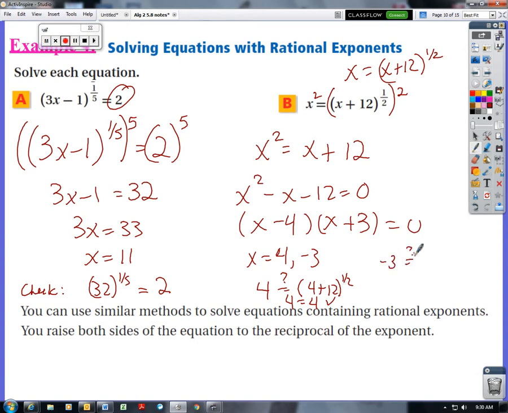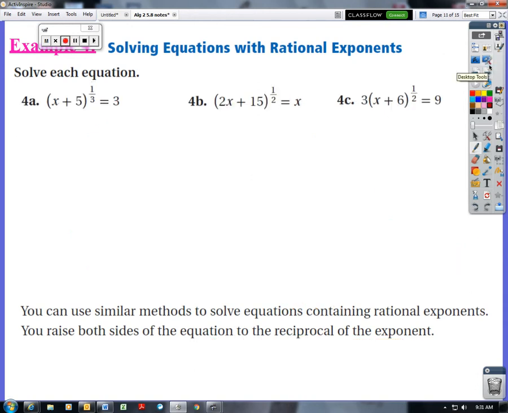-3, does that equal -3 plus 12 to the 1/2? So bring down the -3. This is 9. 9 to the 1/2 is the square root of 9, which is 3. Oh, we have a problem here. That is not true. So that means this one does not work. So see how you really have to check, because sometimes you get extraneous solutions, and maybe we don't really know when we're going to get them sometimes. Oh, and then this just says exactly what I was saying.